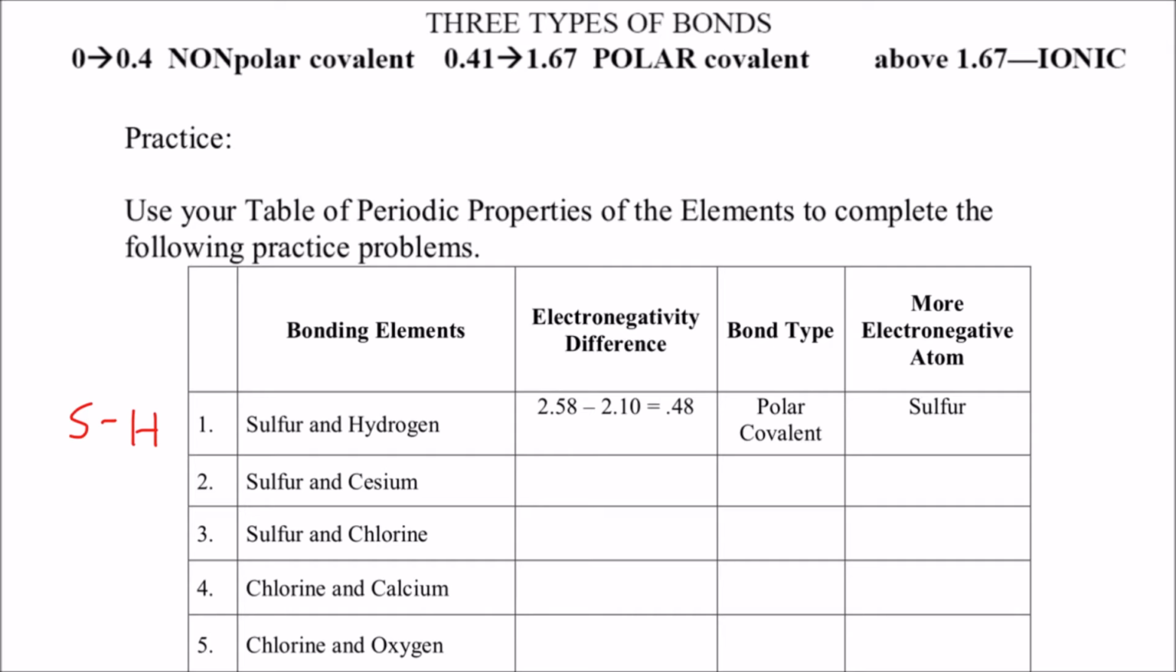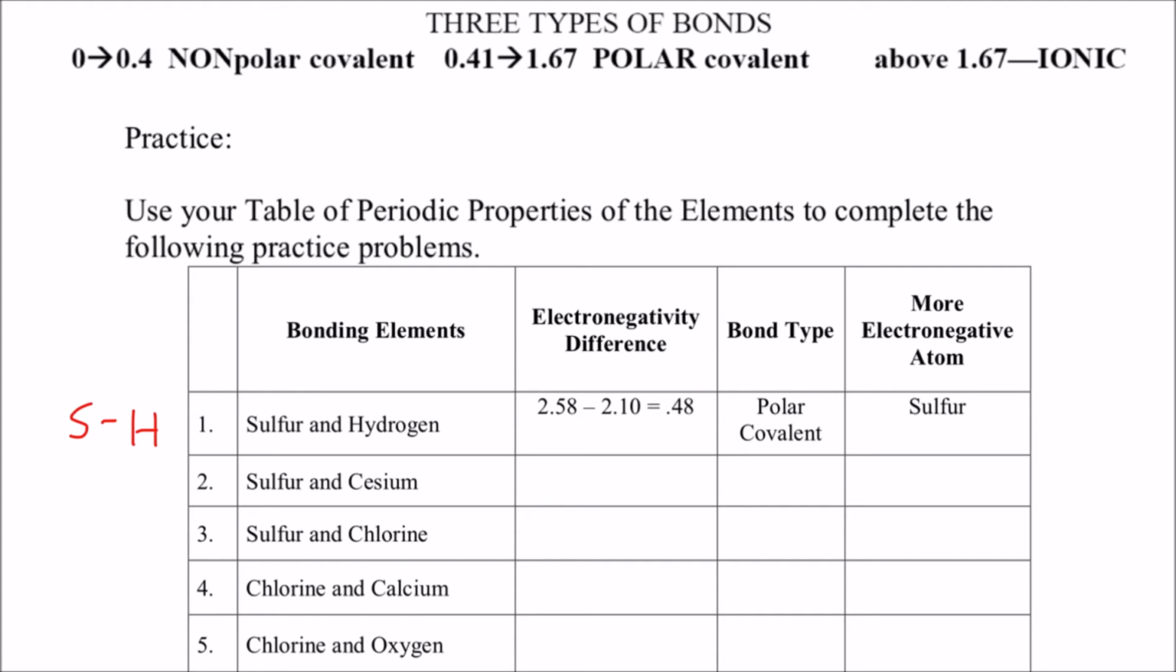So if we were using sulfur and hydrogen, here's sulfur's electronegativity, here's hydrogen, and we get a difference of 0.48. If we look up here in our range, we see that 0.48 falls right here. It's between 0.41 and 1.67. Therefore, it's a polar covalent bond. Which atom's the most electronegative? That one's sulfur, because it's got the higher electronegativity here.